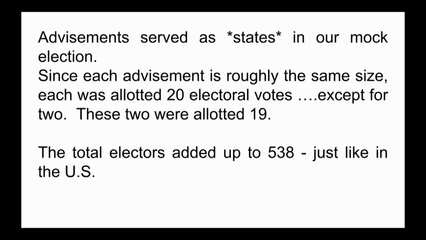So each advisement served as a state in our mock election. Since each advisement is roughly the same size, each was allotted 20 electoral votes, except for 2. These 2 were allotted 19 because they had a slightly smaller population. So the total electors added up to 538, just like in the US.